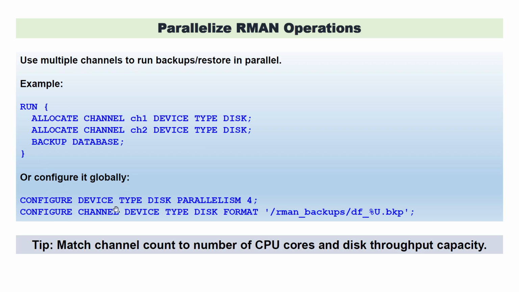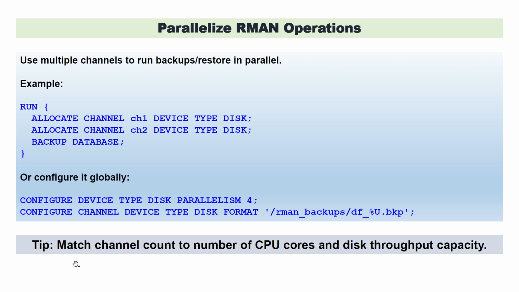So you can configure device type disk parallelism to 4 and configure channel device type disk format to %u, which will automatically create a new channel configuration. So you can use these channels while performing the backup as well as performing the restore.